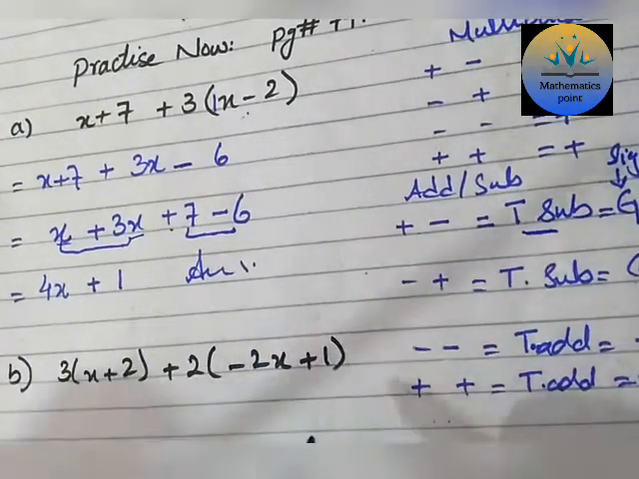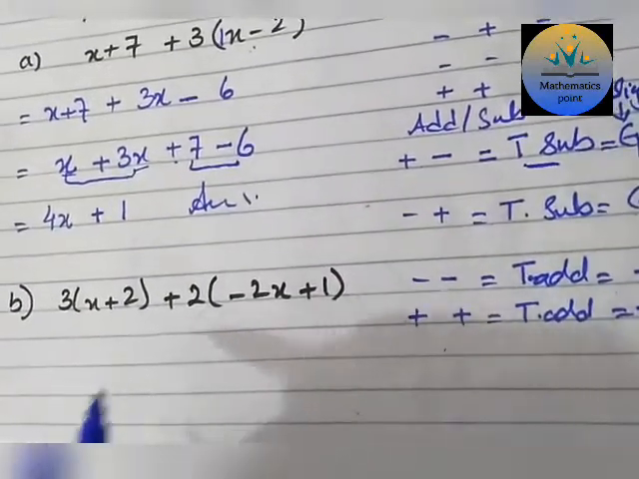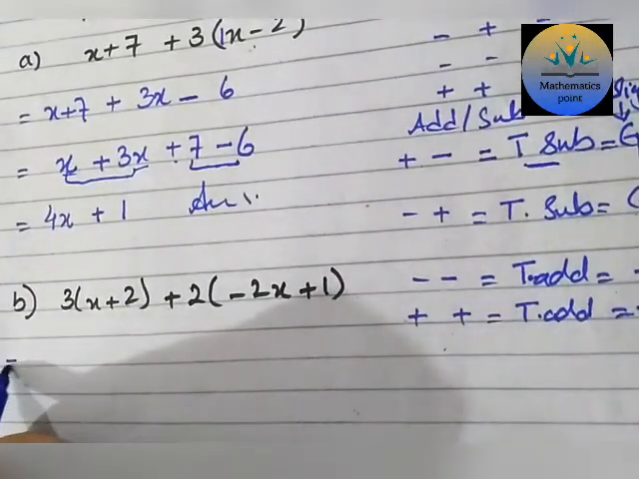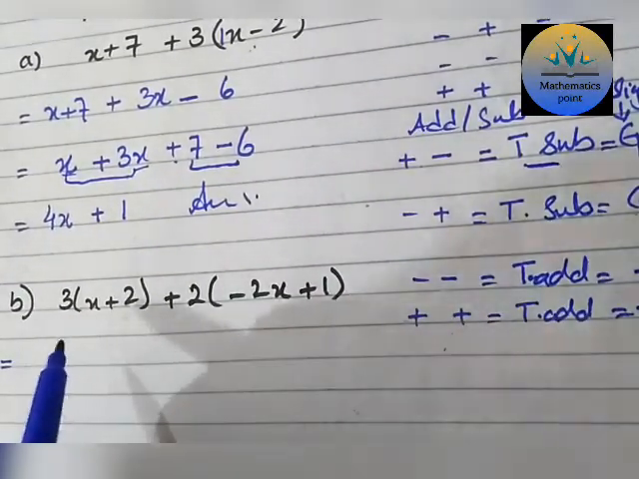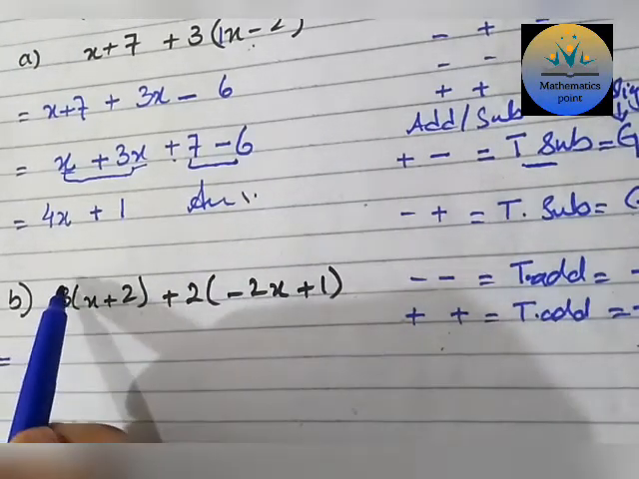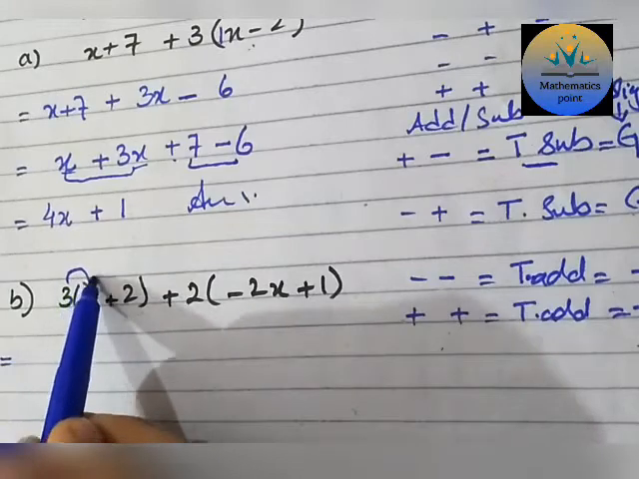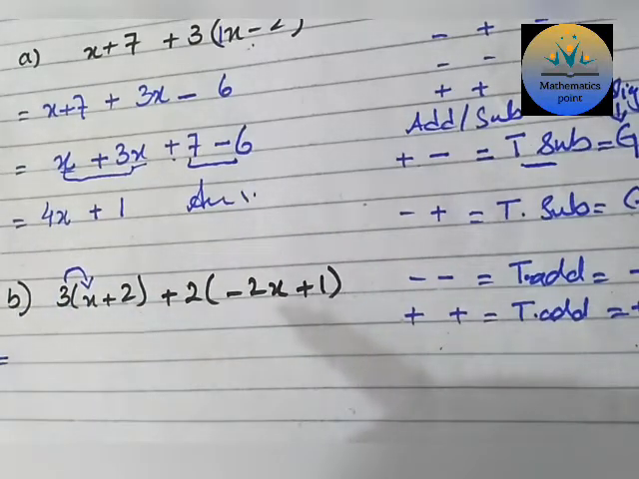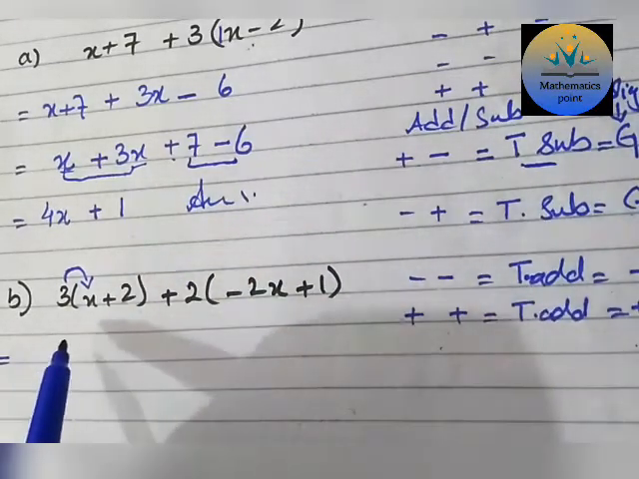Minus 2x plus 1. Okay, now we have two brackets, so we will solve both brackets in one step. Firstly we expand the bracket. 3 is multiplied, and students, this is your distributive law. As you have done the distributive law in the previous week's practice, I guess that was on page 73. Now you have to apply the distributive law.